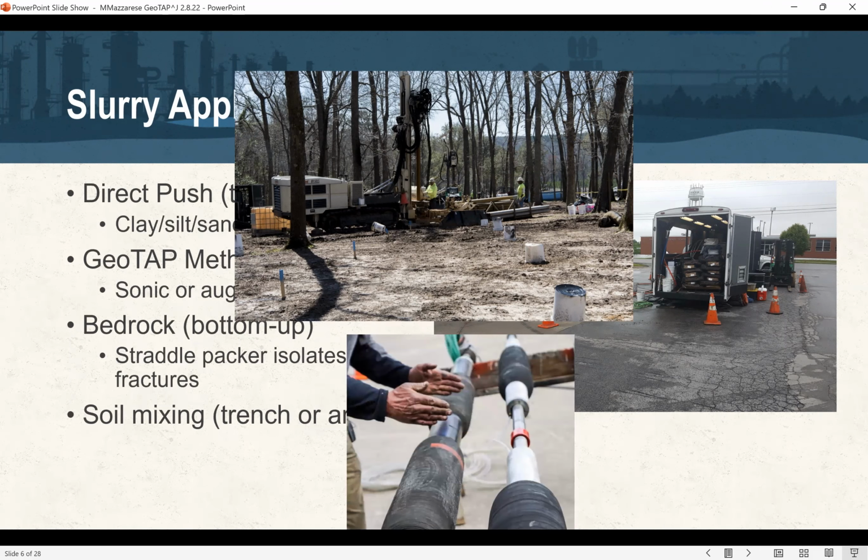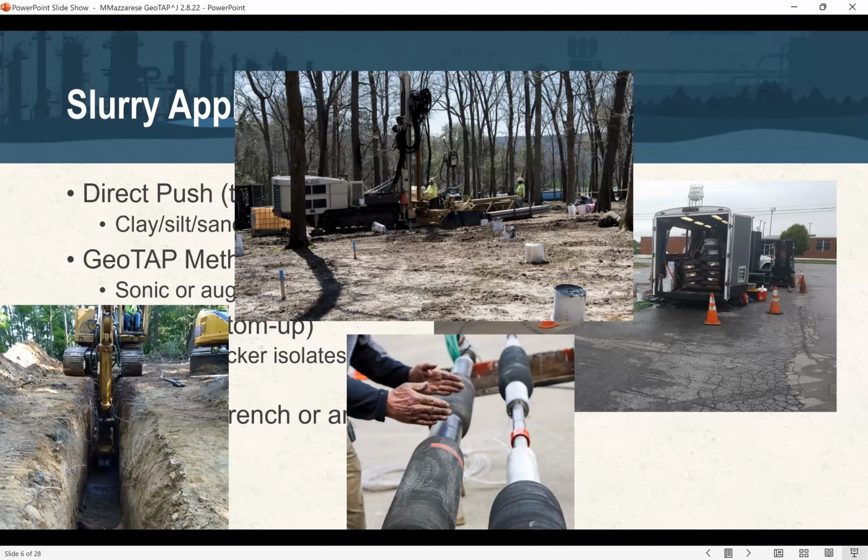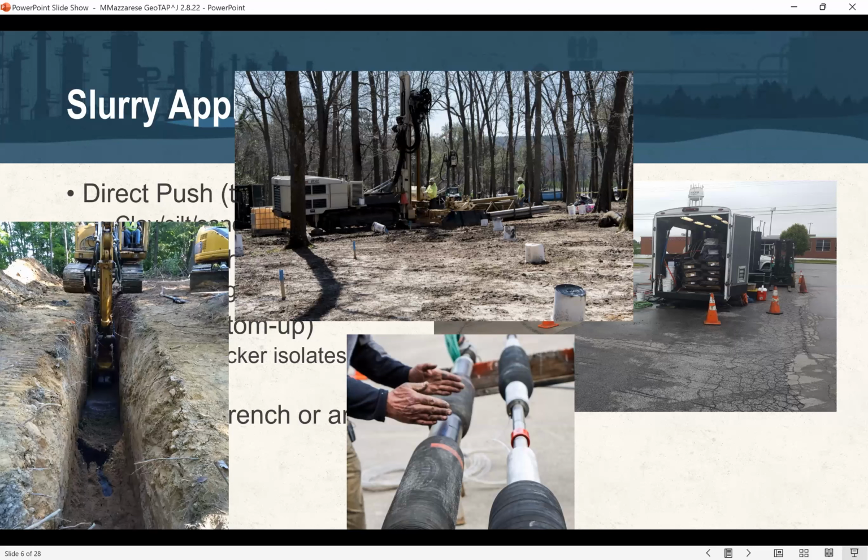Here's a shot of the packers. The packers that AST uses are there on the left, with about an 18-inch interval between the packers, so we can isolate individual fractures in the rock network. And then there's a shot of trenching in this material, which, if we have the ability to trench or soil mix, is really not the focus of this presentation, because if you're here, you may have sites where you've got direct push refusal, so trenching or soil mixing may not be applicable.